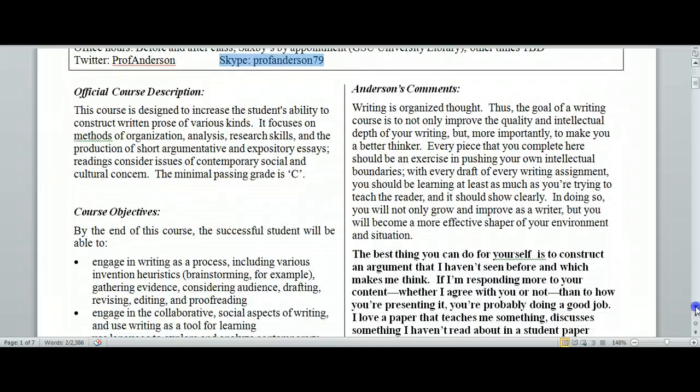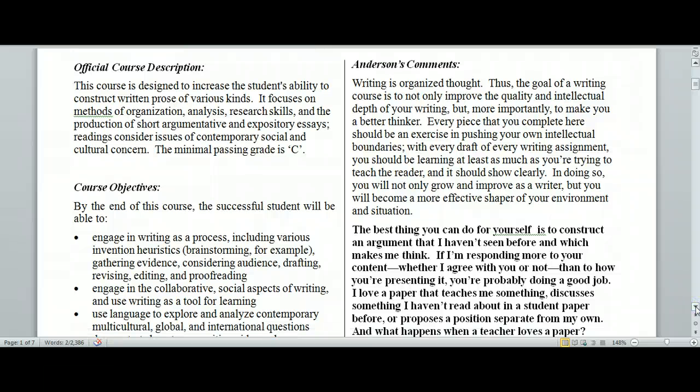Now, as we continue further down, over on one side, chances are you're going to see the official course description. There are going to be certain things that are expected according to the department. The department requires that you put certain things into a syllabus. The official course description is often one of those. Over on the other side, though, chances are you're going to get my comments.